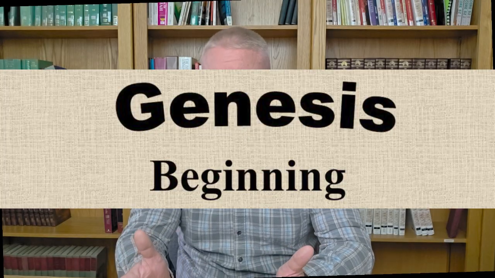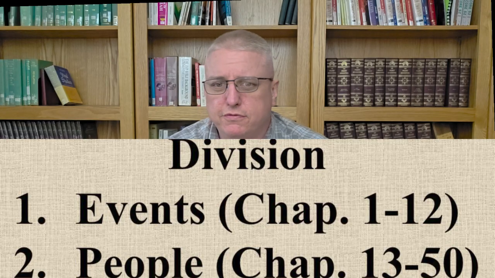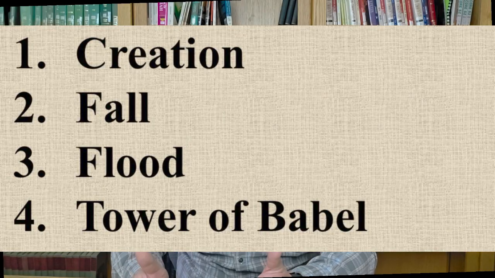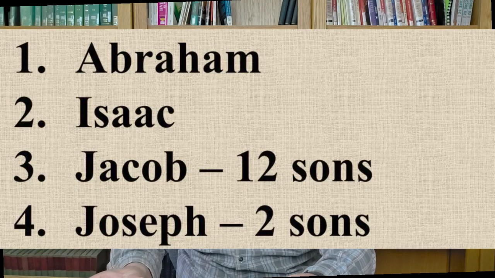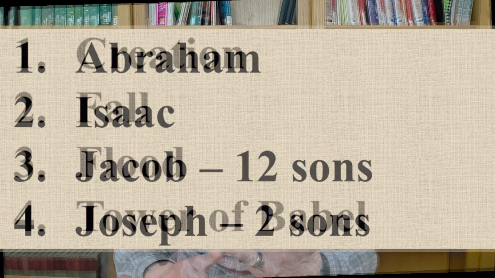Genesis, the beginning. Genesis is the first book of both the Hebrew Bible and the Christian Bible, and it sets the stage for the entire biblical narrative. The book of Genesis can be divided into two major parts. First, the events: creation, fall, flood, and Babel. And the second major section of Genesis would be the people: Abraham, Isaac, Jacob, and Joseph.